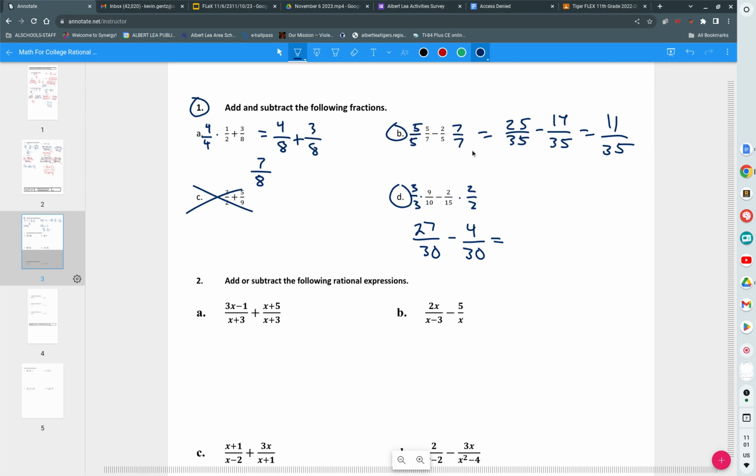I chose a common denominator of 30. Multiply the top and bottom by 3 and the other side by 2/2. And I got 23/30. Is everybody okay with the process of adding and subtracting fractions? Yes. Okay, so let's move on to adding and subtracting rational expressions.